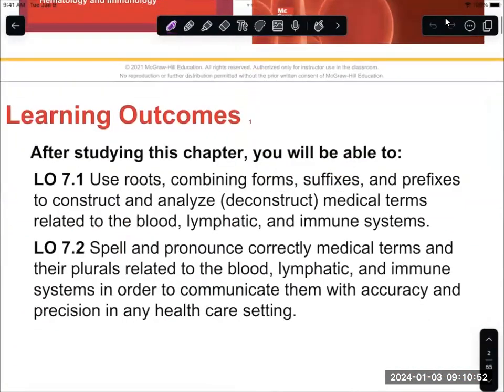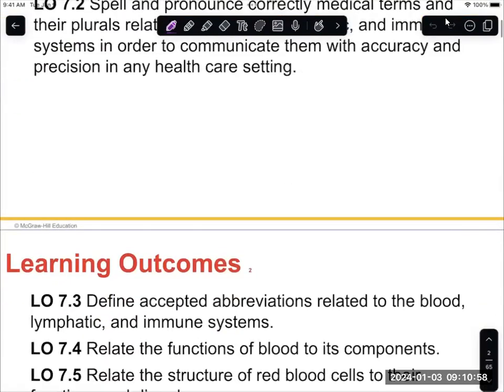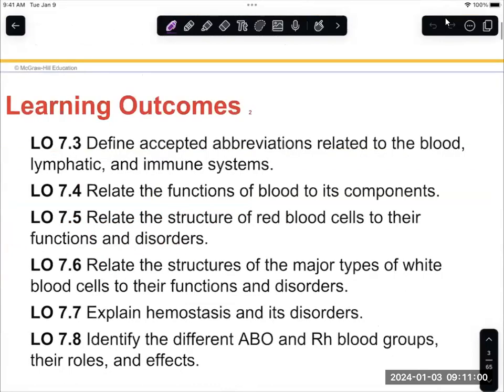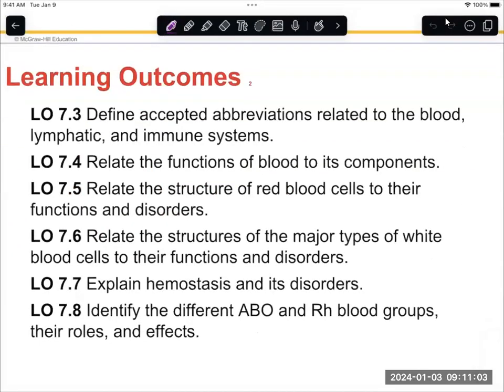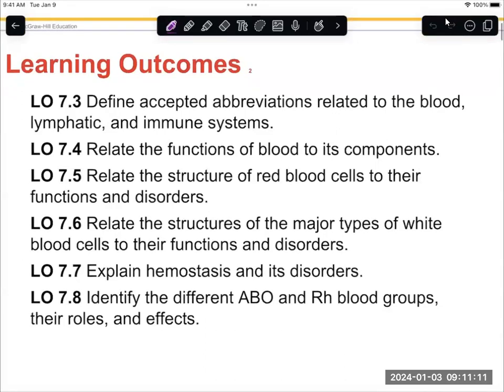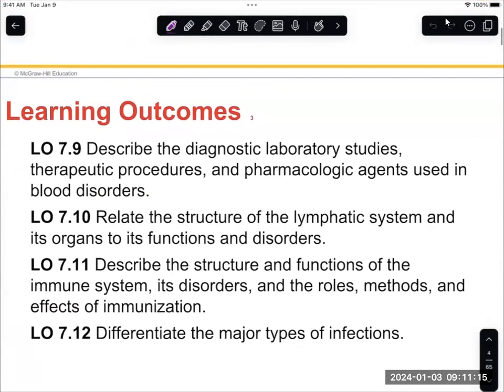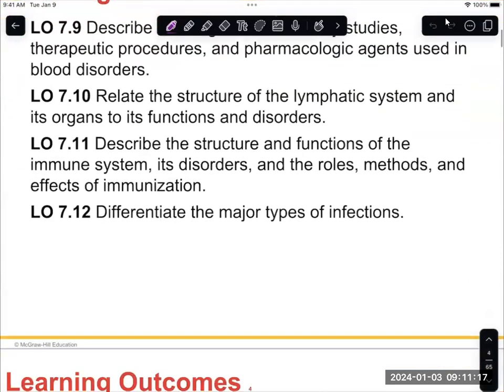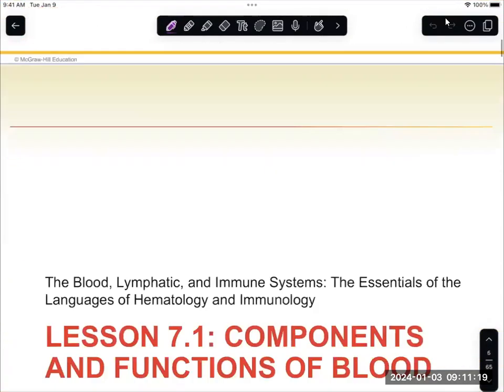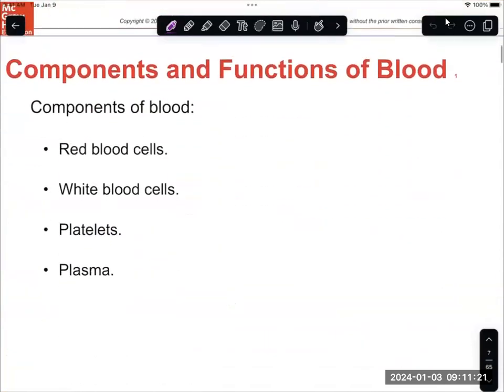So we're going to look at medical terms, their roots, combining forms, suffixes, prefixes. We're going to look at spelling. We're going to be able to talk about different abbreviations related to blood, the different structures of these different types of blood cells that we have, different disorders of the blood. We're going to go into our lymphatic system, how our lymphatic system works. So let's get started here.